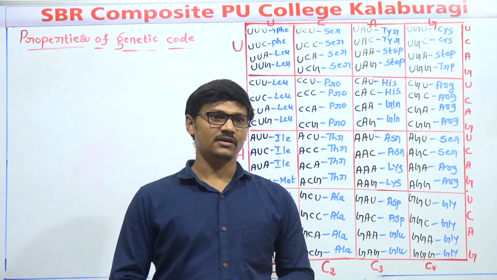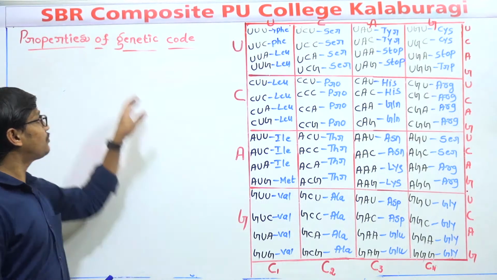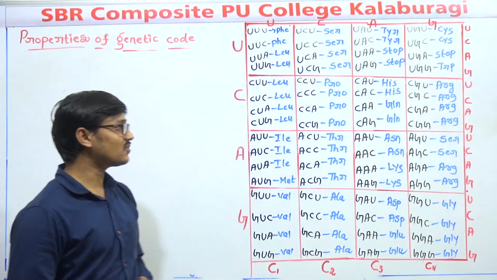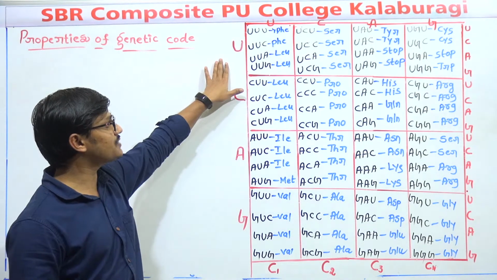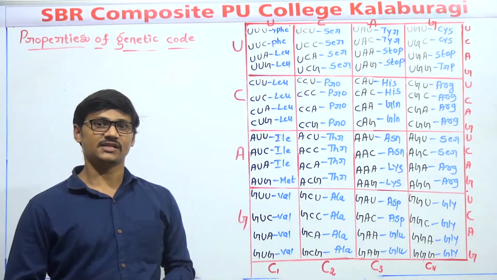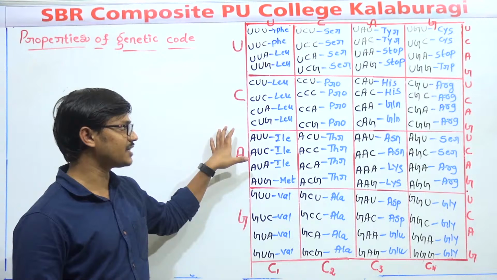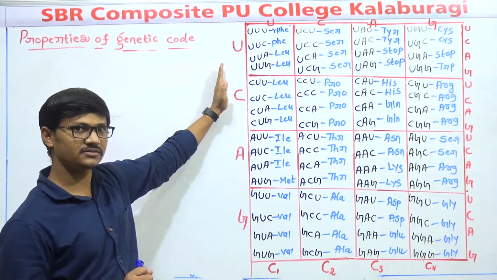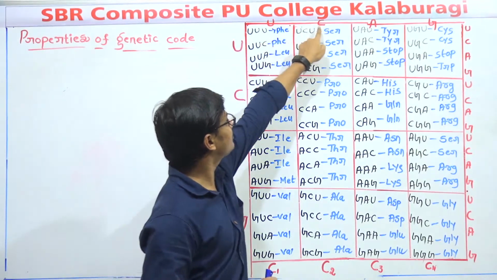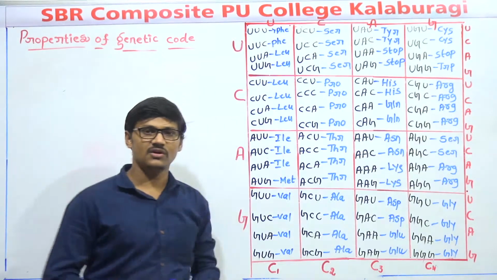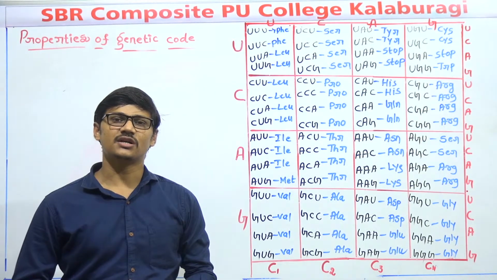So today we will be discussing the properties of the genetic code. In the last class, we discussed that there are 64 genetic codes available, and I explained how to write them. Each genetic code has 3 nitrogen bases: the first from this side, the second from the top, and the third from the right side. This is how we can write all these 64 genetic codes.